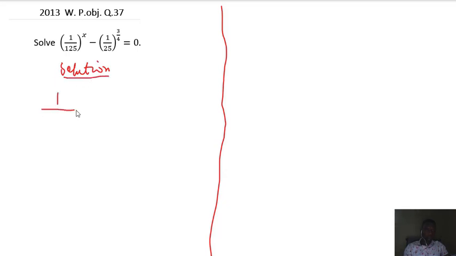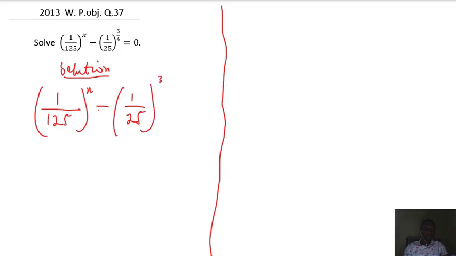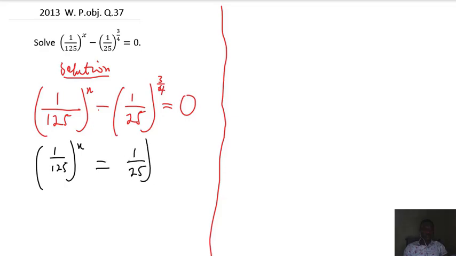We have (1/125)^x - (1/25)^(3/4), and they are all equal to 0. So here we will send this one to the other side of the equal sign. So we have (1/125)^x equal to (1/25)^(3/4).